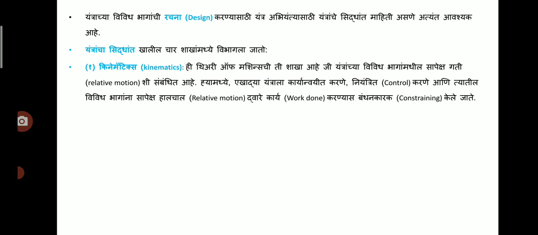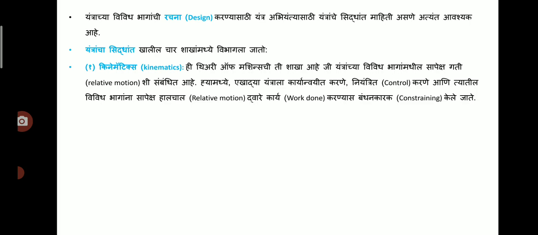Engineering mechanics means study of forces, but engineering mechanics is divided into 2 categories. One is called statics, another is called dynamics. Statics means study of a body when it is at the stationary position or at rest, while dynamics means study of a body when the body is in motion. Dynamics is again classified into 2 categories. One is called kinematics and another is called kinetics.